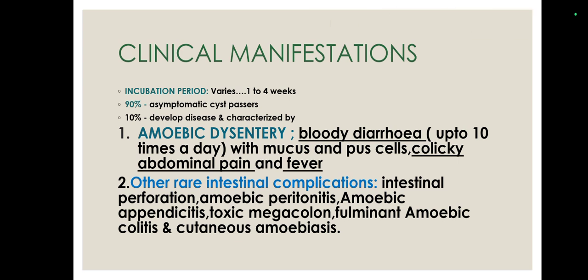Next, 10% of people develop disease, and these are characterized by amoebic dysentery. In amoebic dysentery, people have bloody diarrhea, colicky abdominal pain and fever. This bloody diarrhea occurs up to 10 times a day with mucus and pus cells.